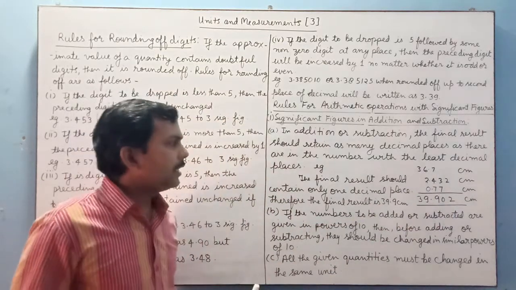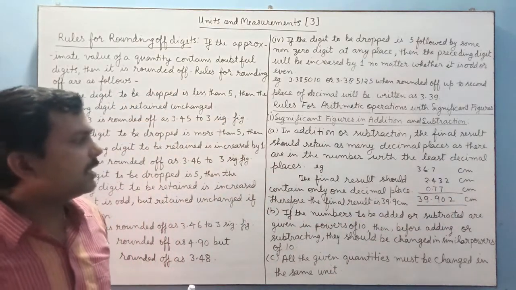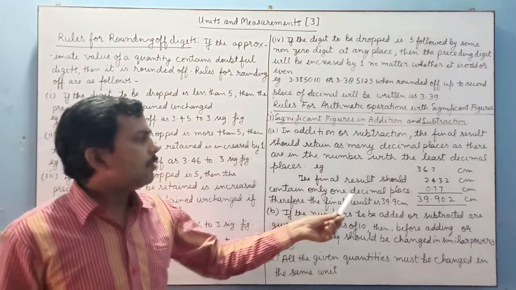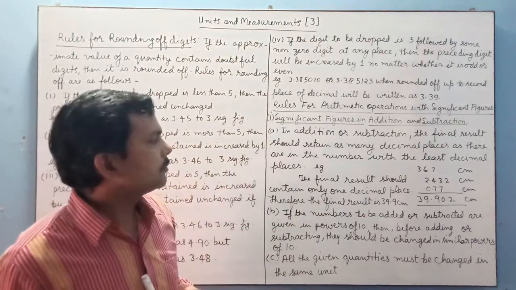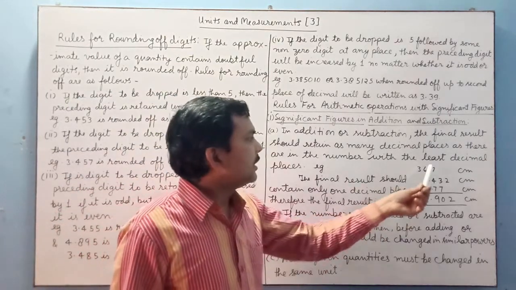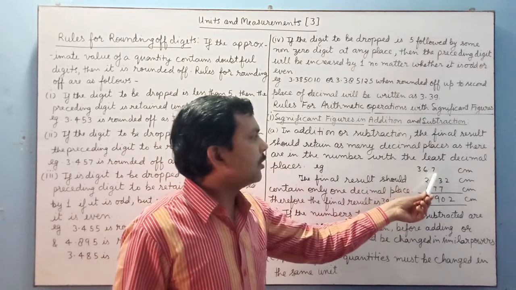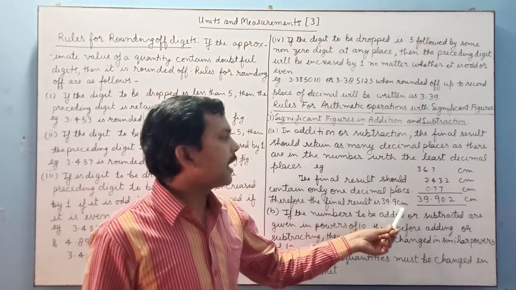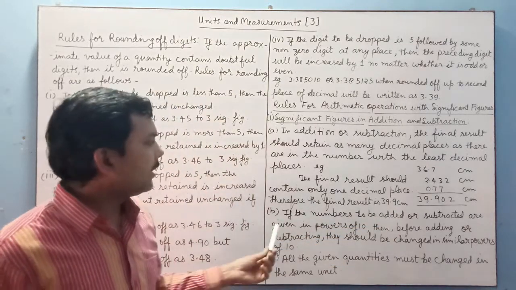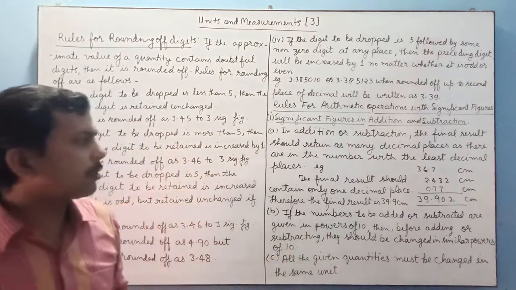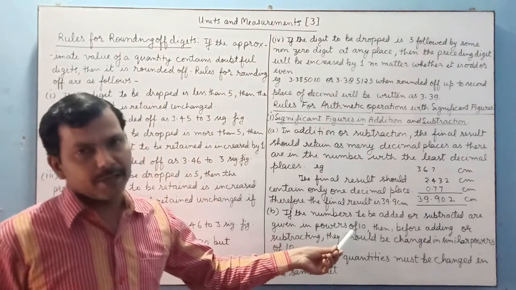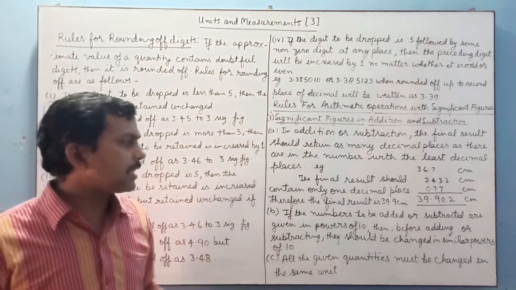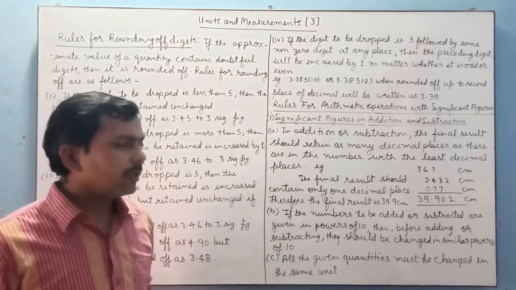Now, how many digits should be in the final result? So, the final result should contain only one decimal place. Why? Because the least decimal place in these numbers is 1. And so, the final result will be 39.9 centimeter. If the numbers to be added or subtracted are given in powers of 10, in that case, before adding or subtracting, they should be changed to similar powers of 10.